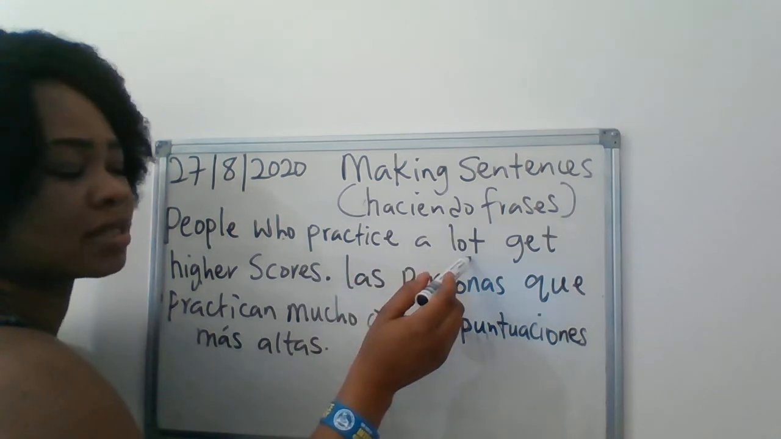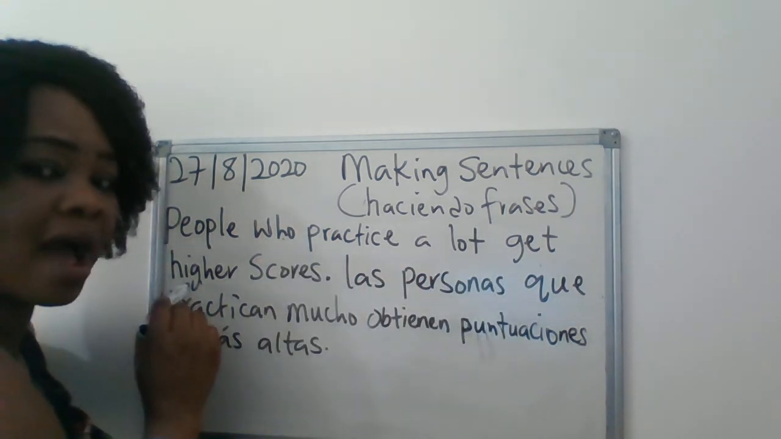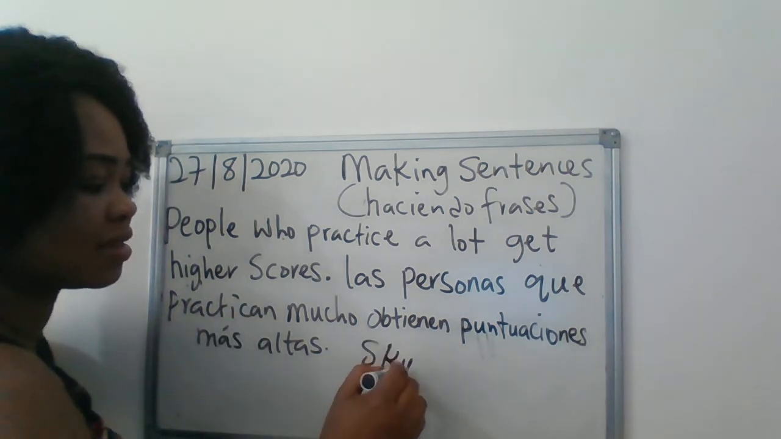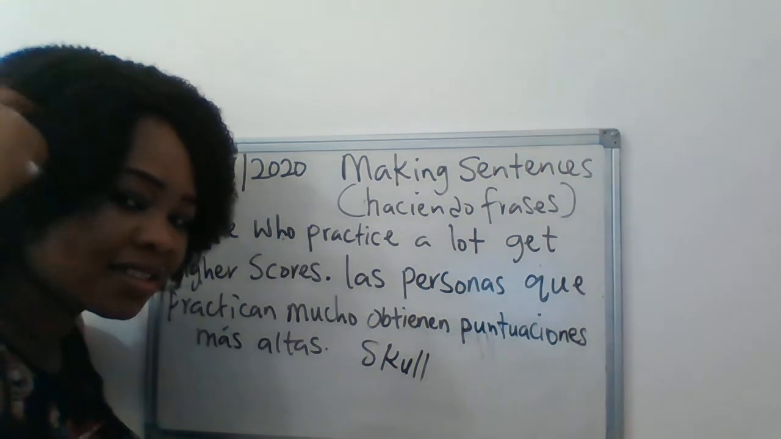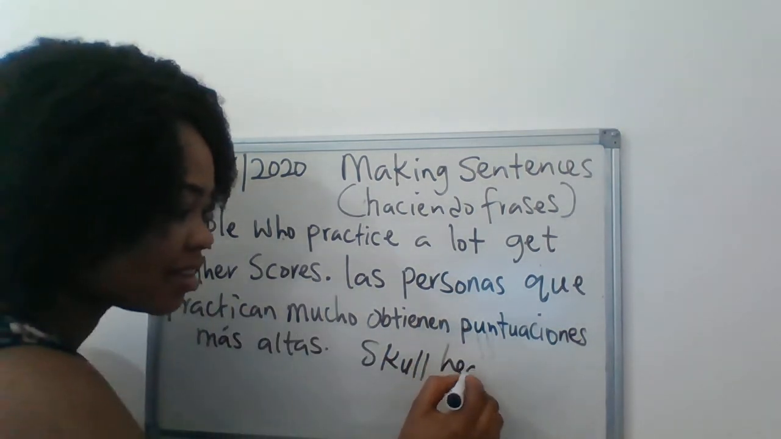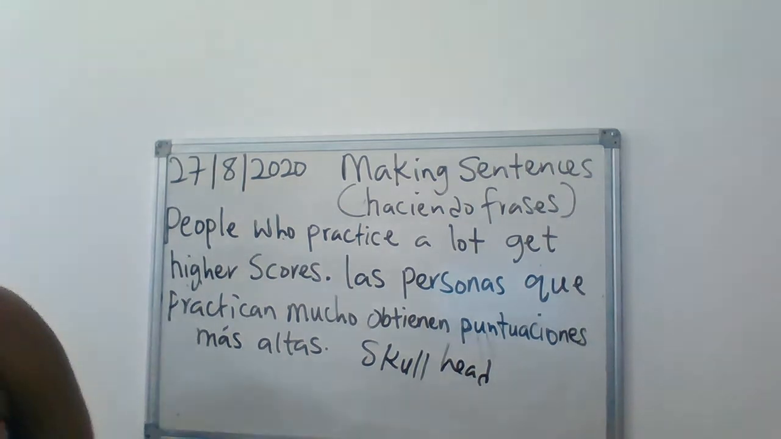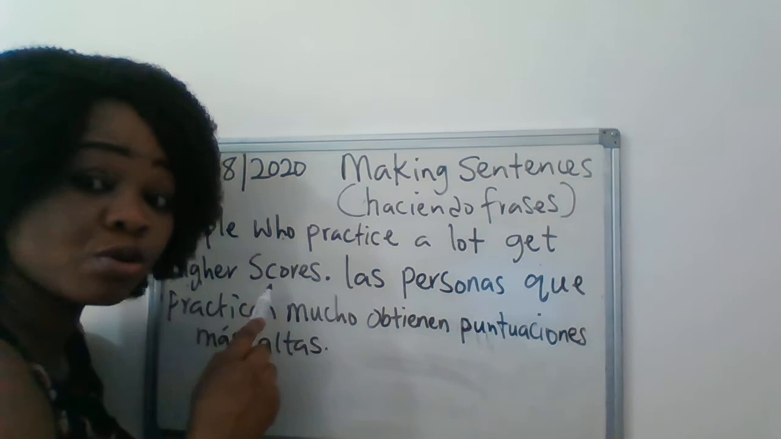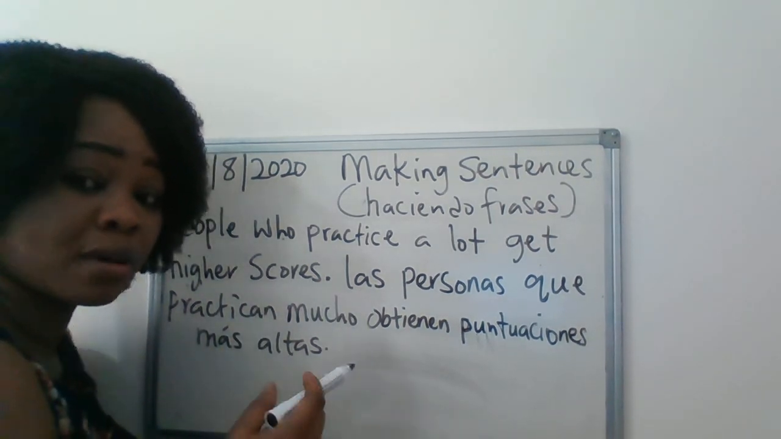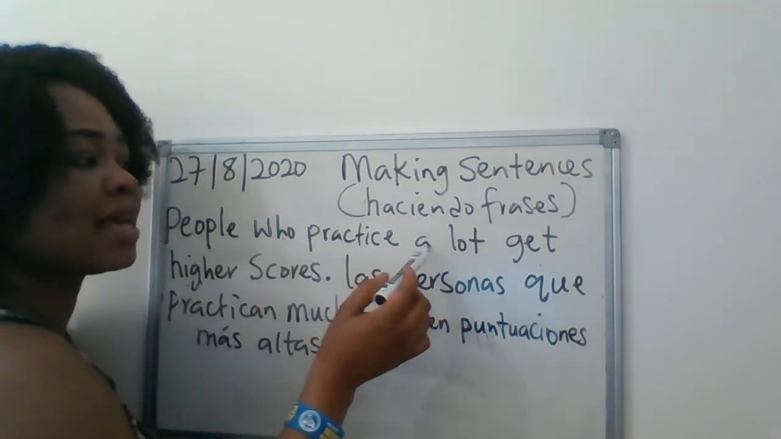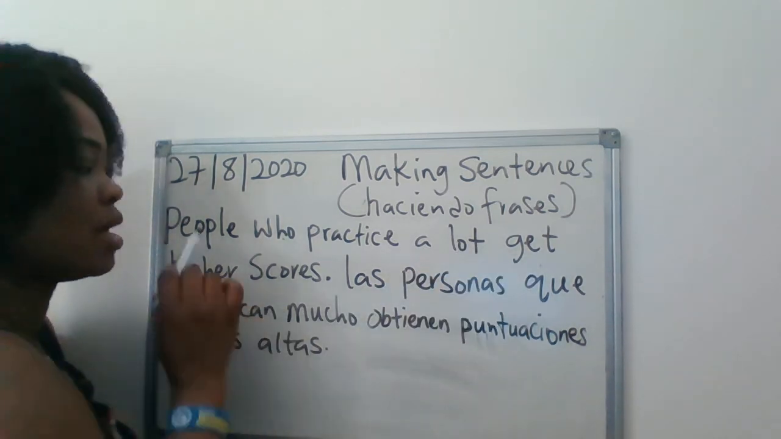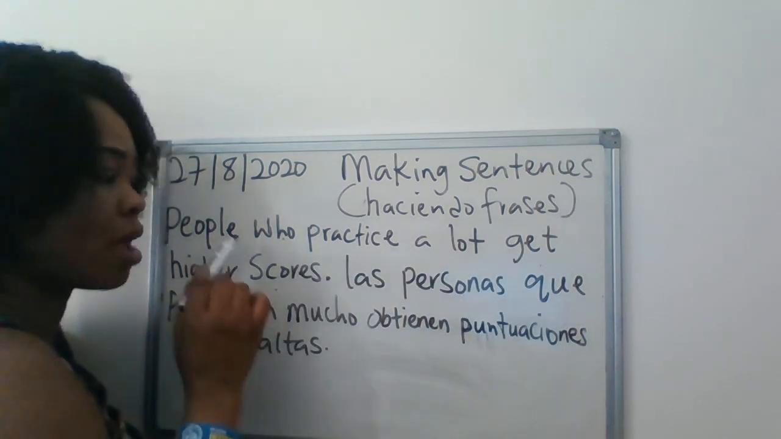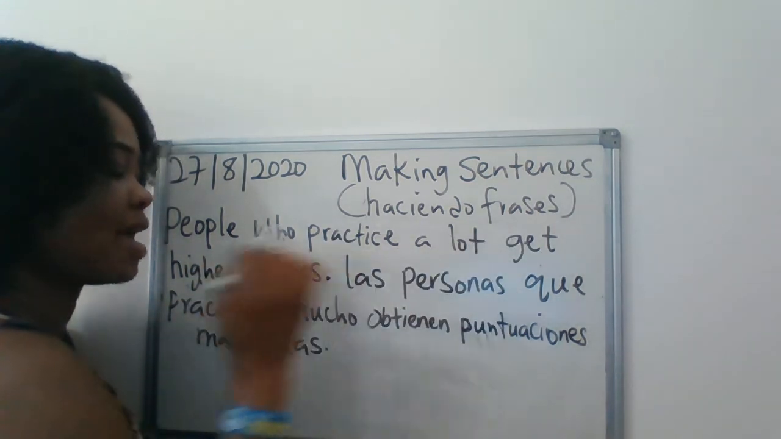People who practice a lot get higher scores. It's different from this score. It's head, not head. The bone of the head. So the spelling is different. This is scoring in school, marks in school or in a test, exam. People who practice a lot get higher scores.